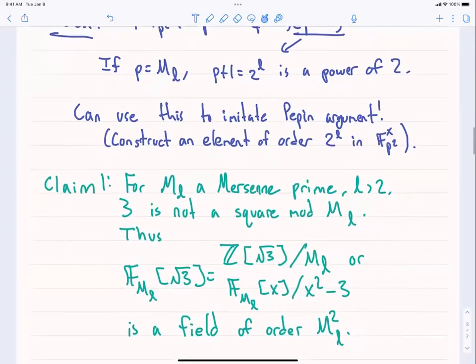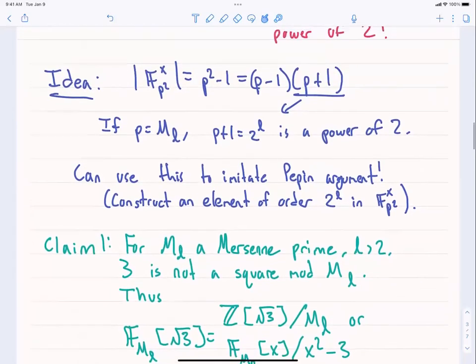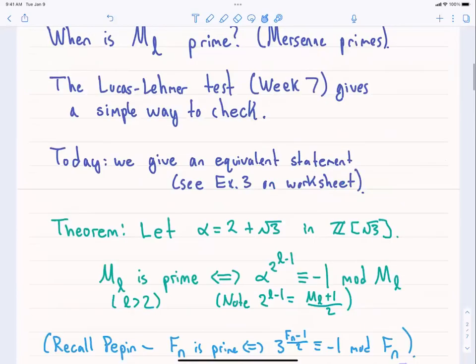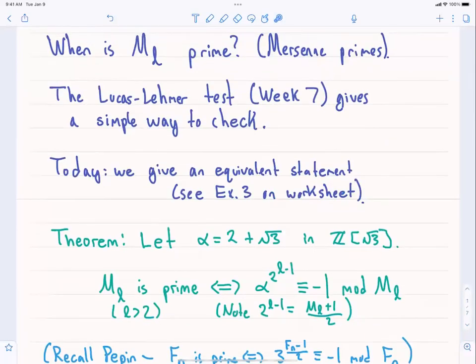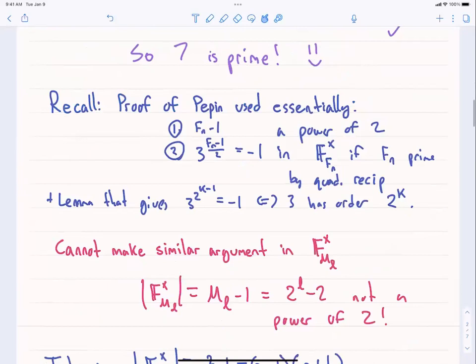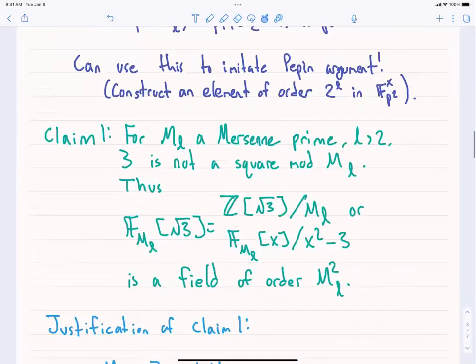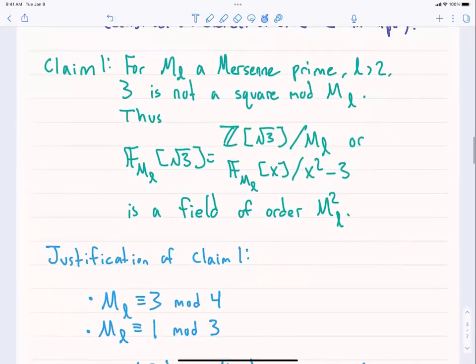Okay, so what does this have to do with the square root of 3 appearing in the theorem? Well, this is how we're going to construct a field with p squared elements: we're going to add a square root of 3. So let me just say this statement. Here's the first claim. For a Mersenne prime ML, when L is, so we're always going to work with L greater than 2.